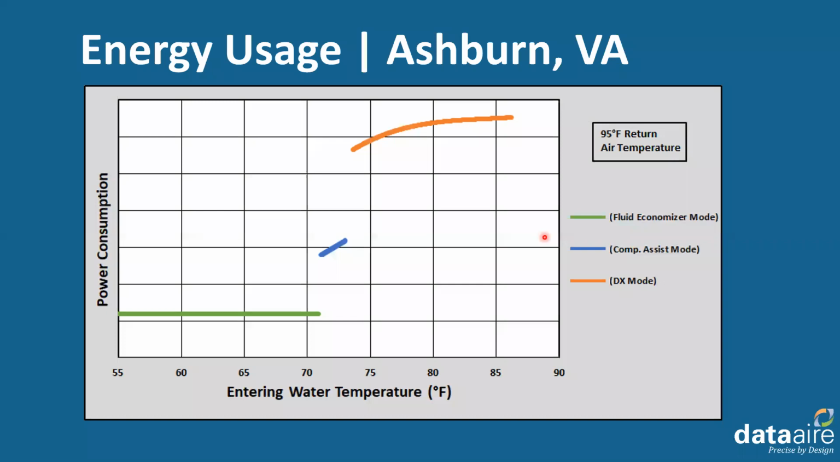This is a similar graph to what Mike showed, but this is for Ashburn, Virginia. So this is the fans only in the energy saver mode, compressor assist, and the DX mode. The purpose of this graph is to show you the scale of how much higher the power requirements are for fixed speed DX or variable speed DX versus these drop down modes, which are compressor assist and energy saver mode.